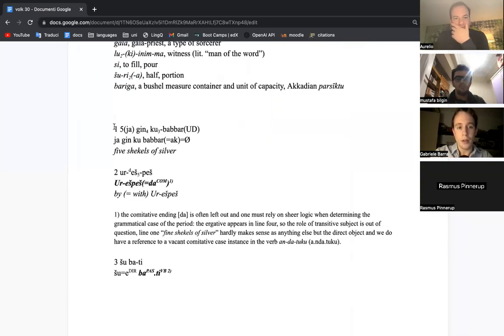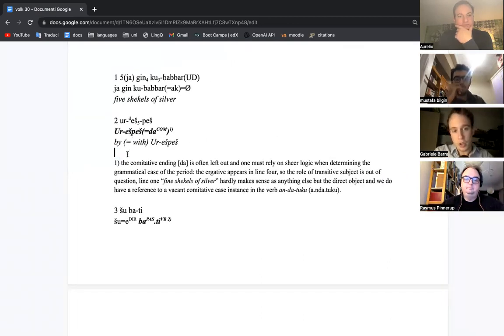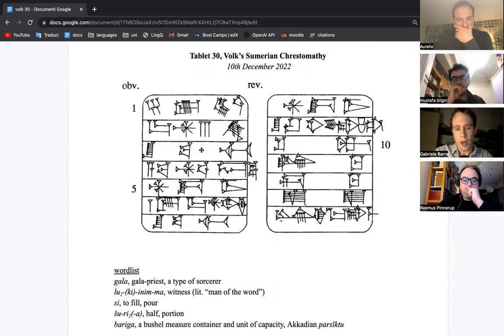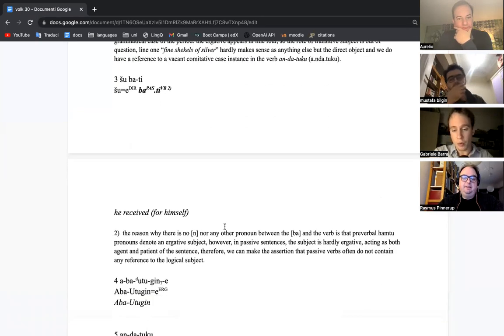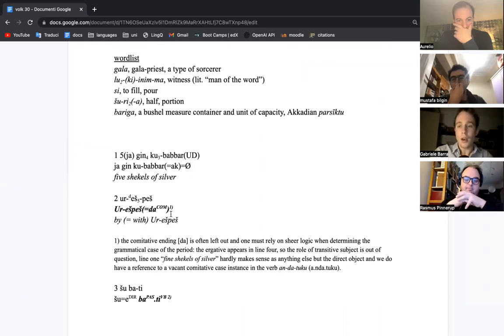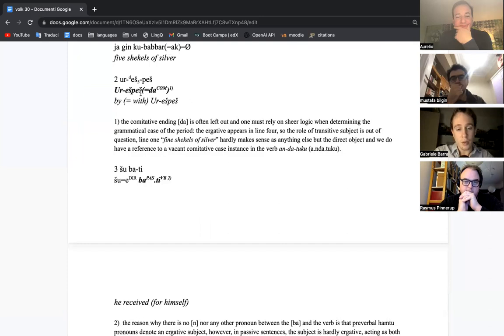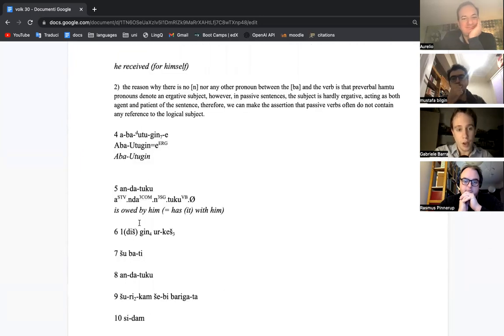And here we begin. So we have 5 shekels of silver. Ya ging kubabbar. I guess we could make this a single word, kubabbar. Ur eshpesh, and we know this to be a person. In the comitative case, which in this case, for the sake of perhaps space, or because of things not being pronounced in Sumerian for some reason, is not included in the writing, but is then referenced in the verb a few lines after.